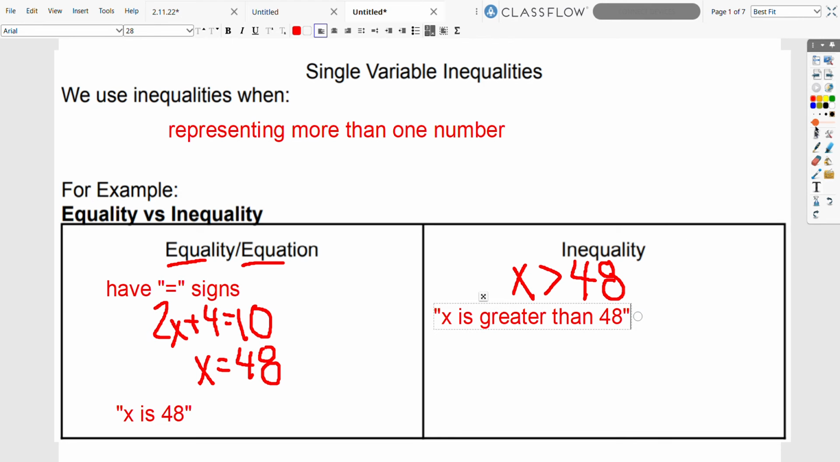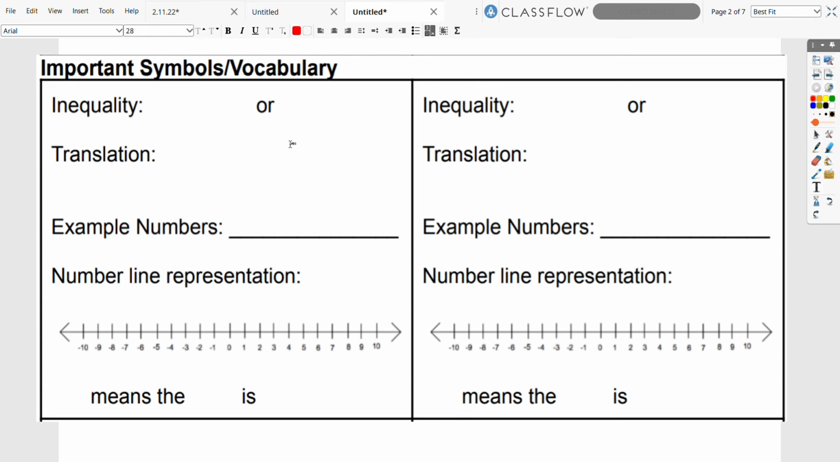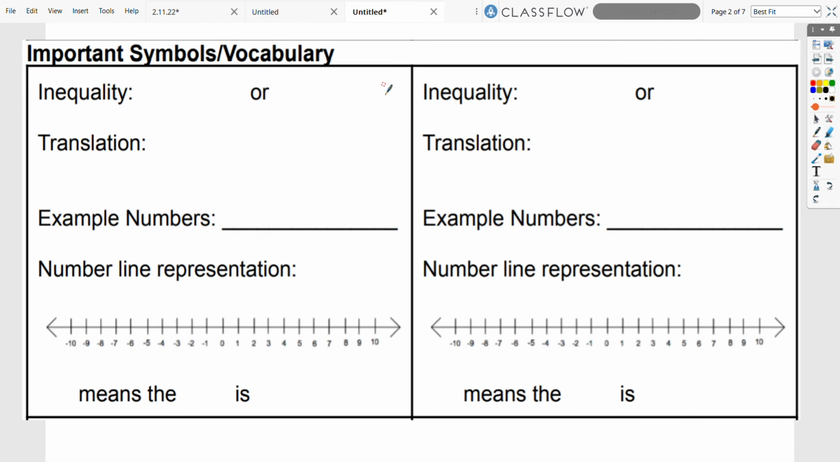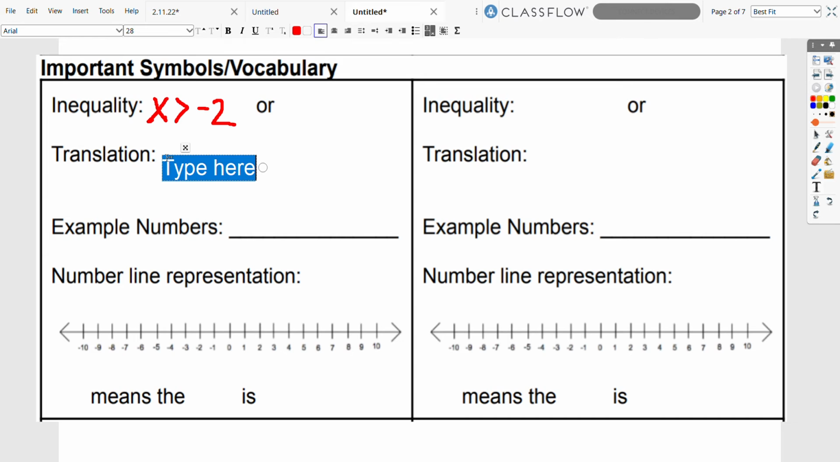And so let's go over what these symbols mean. We have 4 important symbols and vocabulary that we need to review for this assignment, and it's mainly just symbolic reasoning. The first one that we're going to go over is x is greater than. This is the greater than symbol, and we're going to talk about all numbers that are greater than -2. The way that you would say this is x is greater than -2.